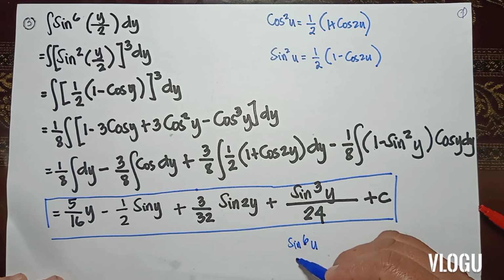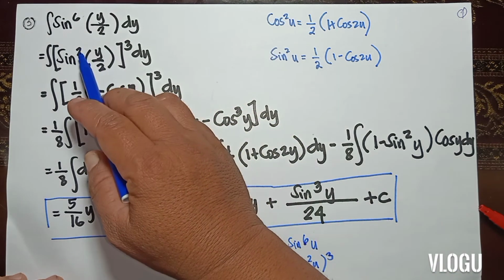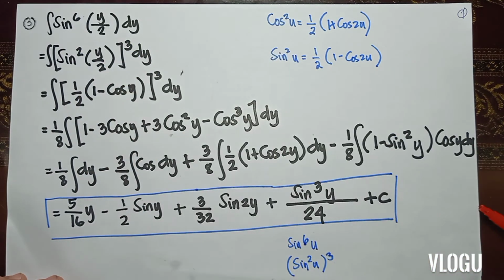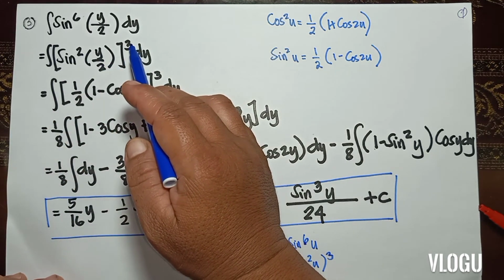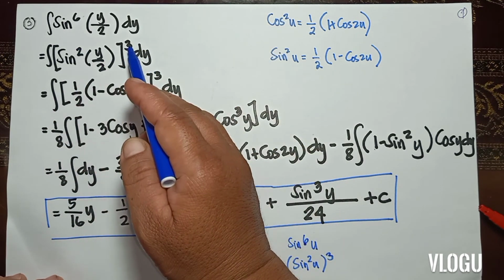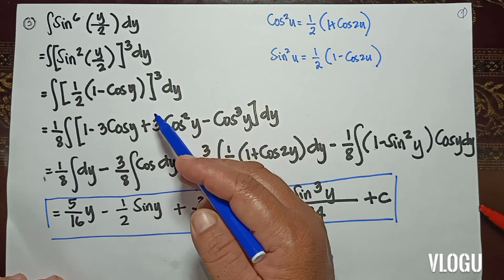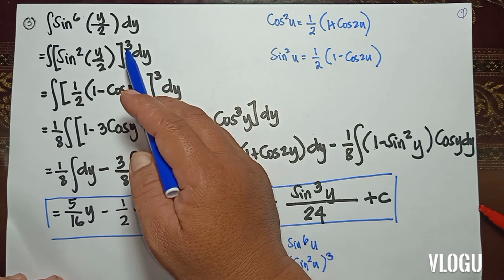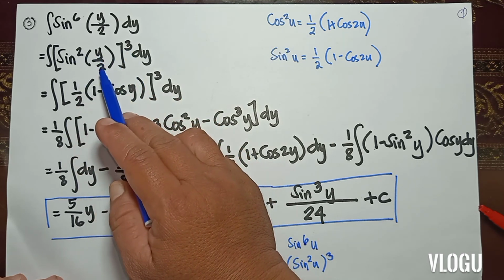That would be equal to sine squared u. So that you will have 6 multiply 3 inside. That's the reason you will have squared, then you will have 3. So sine squared y over 2 to the cube dy. 2 times 3, that is still 6. So if we are going to multiply this by cube, you will have sine squared y over 2.